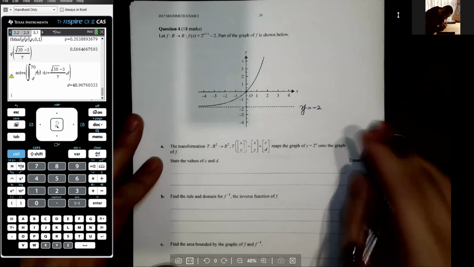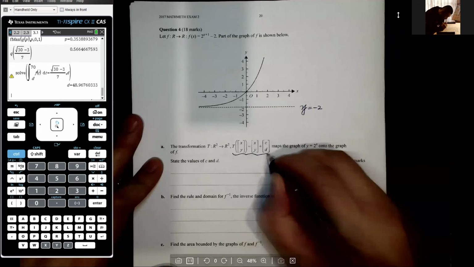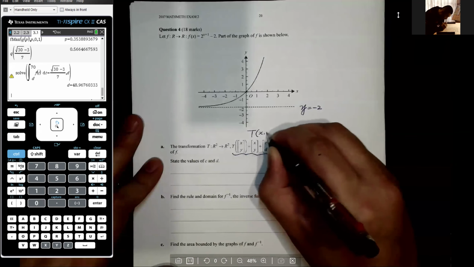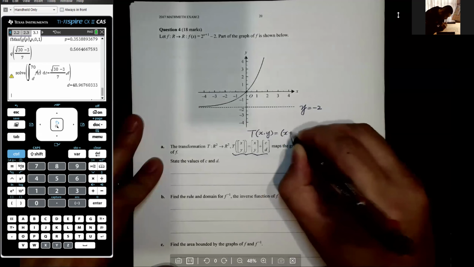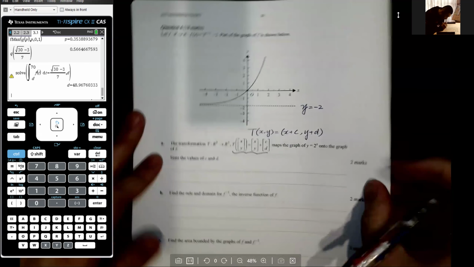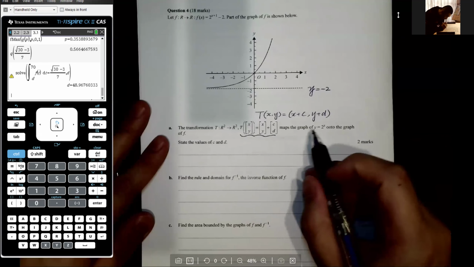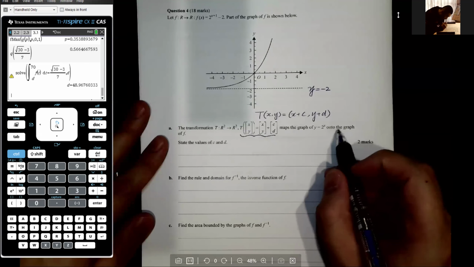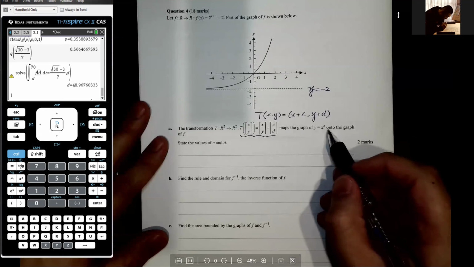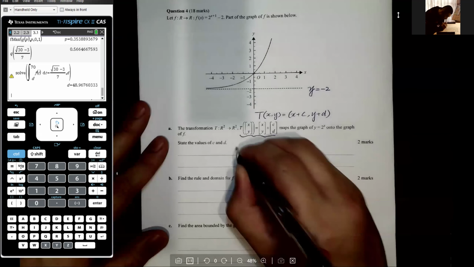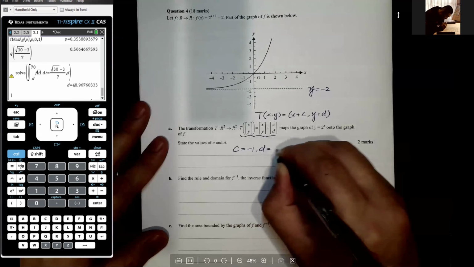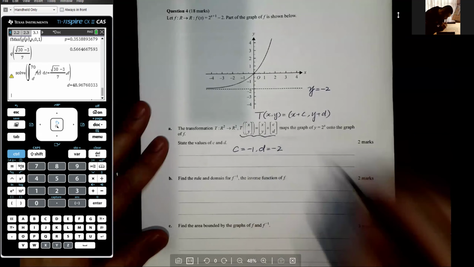Now the transformation here, in the current study design, you would probably just see T of (x, y) equals (x plus c, y plus d). And the transformation maps the graph y equals 2 to the power x onto the graph of f. State the values of c and d. So you can see it's 1 unit to the left and 2 units down. So the c value is going to be minus 1, d is minus 2, okay?